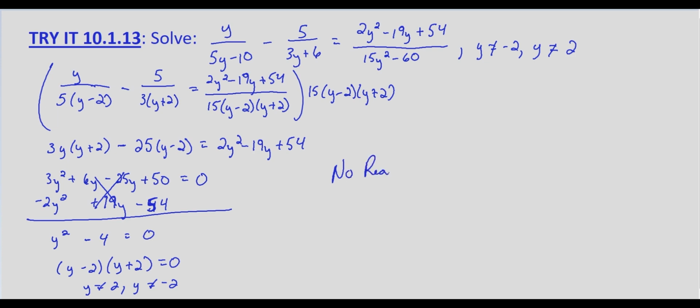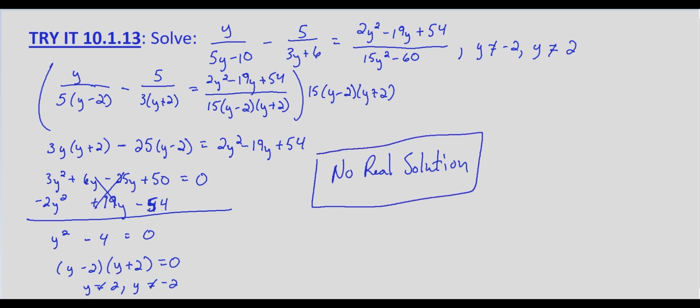which means there is no real solution. So again, another example of when all of the solutions are extraneous solutions, meaning that there is no real solution, because the only solutions we end up with would result in a 0 in one or more of the denominators in our original equation.